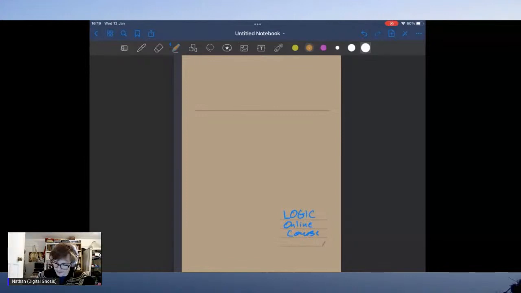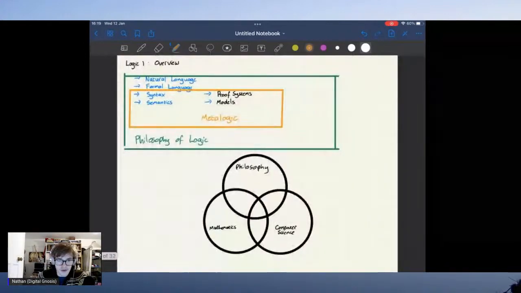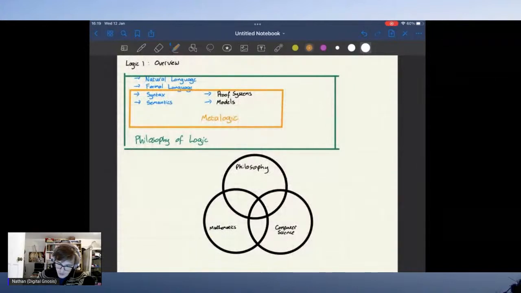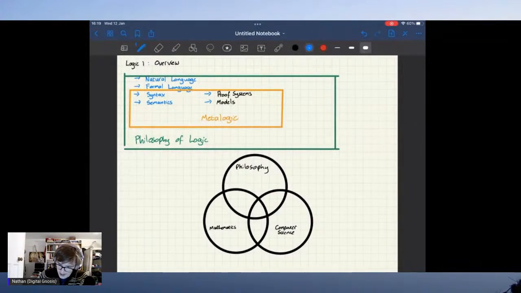Okay, so overview of the topic then. So what is logic? Well, logic is, oh no, my pen isn't working. Oh, I turned it off, that's why. There we go. Nearly a disaster already.